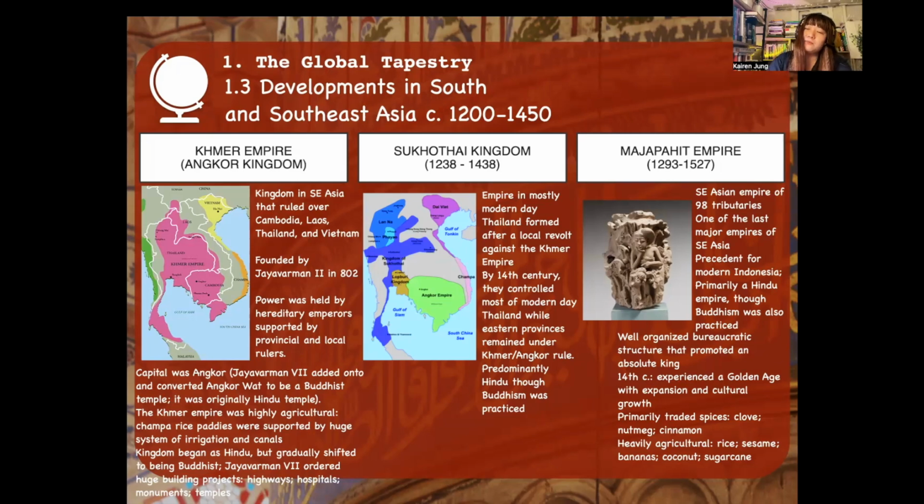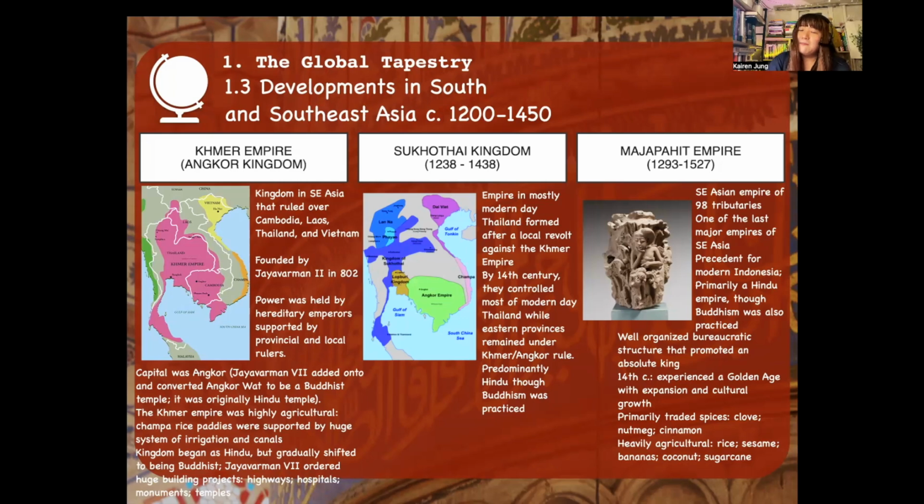Now let's look at the Majapahit Empire. The Majapahit Empire lasted from 1293 to 1527, and it was a Southeast Asian empire of 98 tributaries. You know, there are a lot of islands dotting that area. It was one of the last major empires for Southeast Asia. It's the precedent for modern Indonesia. You have a lot of tribes, a lot of different languages, a lot of natural beauty in that area as well.